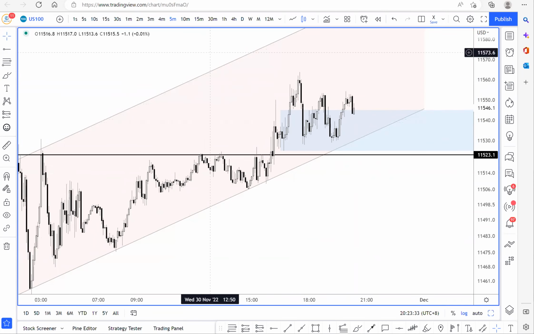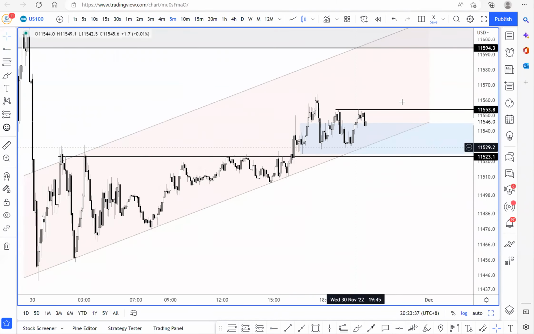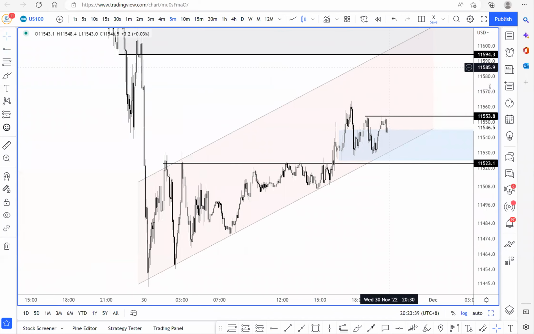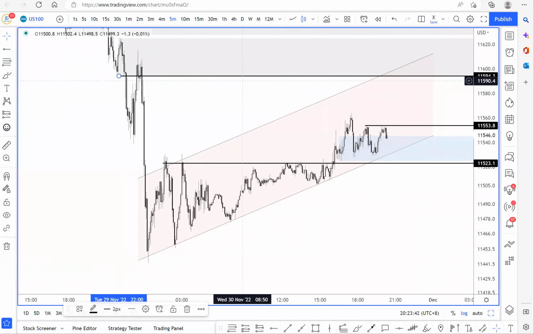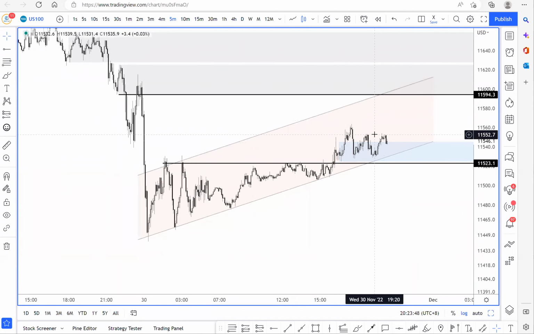Okay, so on the 5 minutes, right, wait for the break of this resistance area for more upside, right? When price taps into this area, this is the M30 supply region, right? So I think this is one area to watch out for. So this is my view on US 100. This is on the 5 minutes, so it's a shorter term move, right?